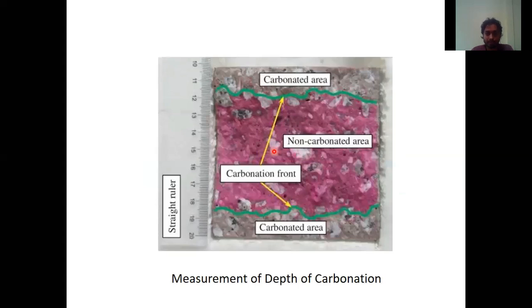Okay, now how to take the measurement of depth of carbonation. For that purpose, you can see here this is a concrete cube, this is the broken concrete cube on which the test has been performed. In this test, this colorless portion is called the carbonated area, and this pink color is called the non-carbonated area.